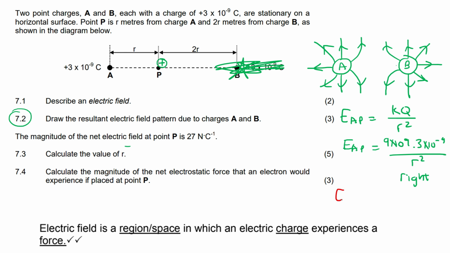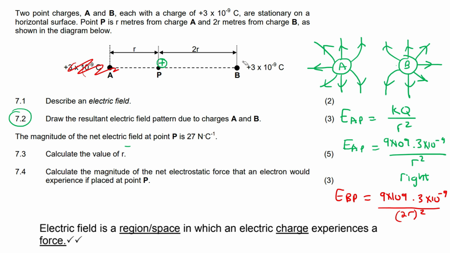Now, if we look at the electric field of B on P, you can ignore A. It's going to be 9 times 10 to the 9, multiplied by 3 times 10 to the negative 9. But now the distance is going to be 2r squared. And if you look at this one, it's positive, and this one's positive, so that means B is going to push it to the left. We know that that's going to be left.